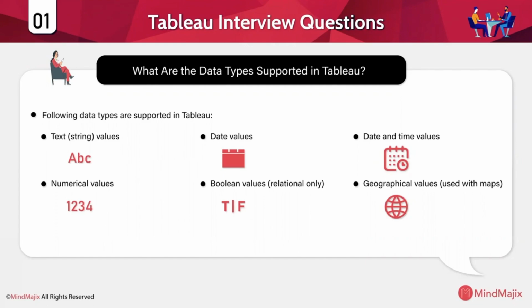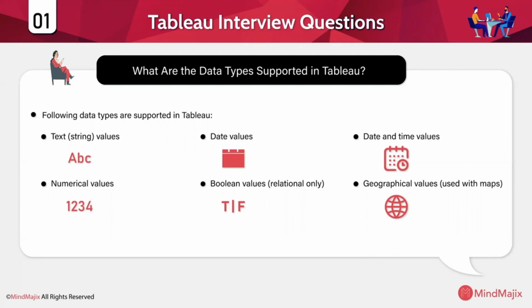Third data type is date and time. Basically, whenever a particular column comes with a date as well as a time, at the same time in a particular sample, with date and time both included, that is called the date and time values data type. Fourth is the numerical value. Basically, here two types of values will come. First is the numerical value and second is the Boolean value.